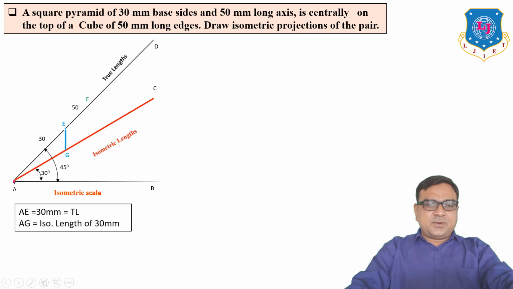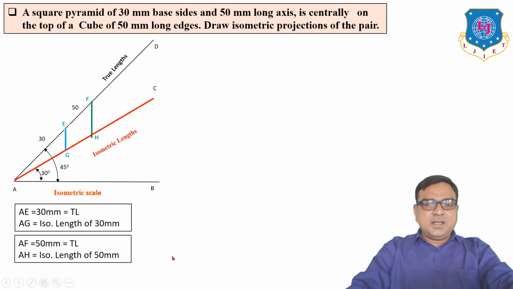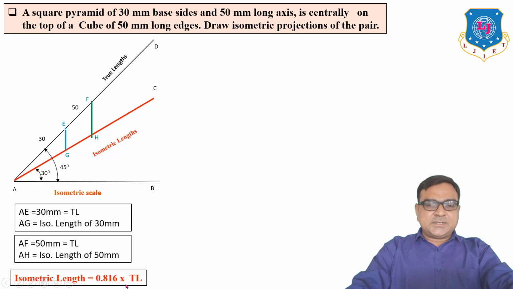Similarly, take 50 mm from A to F. Draw a vertical line from F up to the isometric line. So this is H. Now AH is equal to the isometric length of 50, which is also less than 50. You can also find it mathematically like this: isometric length is equal to 0.816 times the true length. Means if you want to find the isometric length of 30, just multiply 30 with 0.816, and similarly for 50.